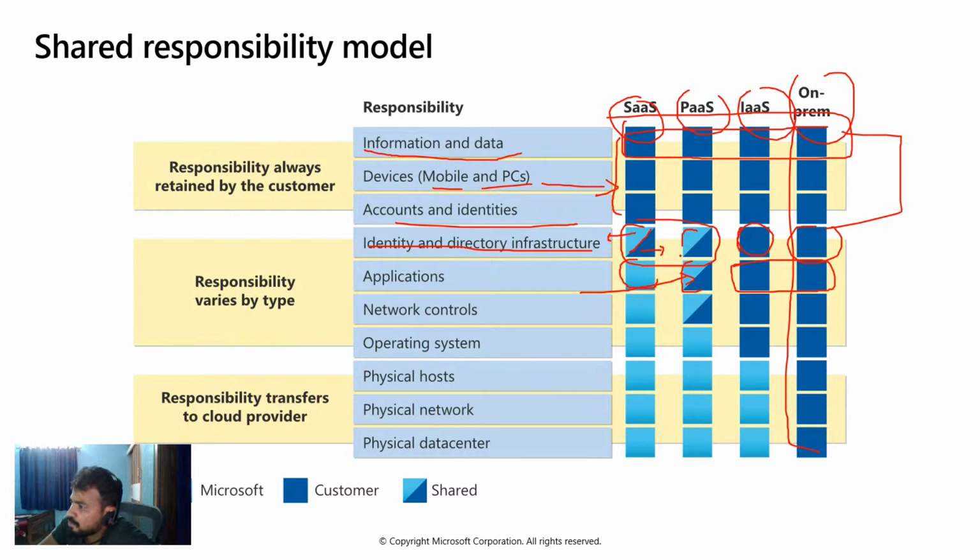So in PaaS, if you see, he gives me a system with the framework installed. I just need to put my program in it. Network controls, the VPNs and stuff, here again it's shared. Here it's brought by the customer. The operating system, again here it's given by Microsoft. Here bought by the customer. The host, physical servers, right? Given by Microsoft here, bought by the customer in on-premises.